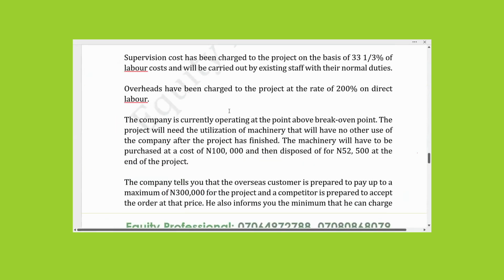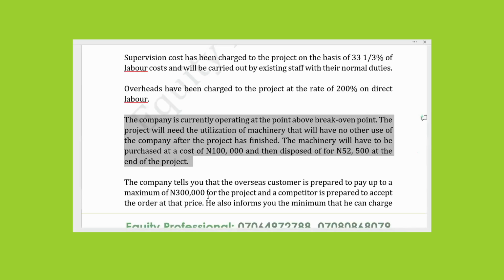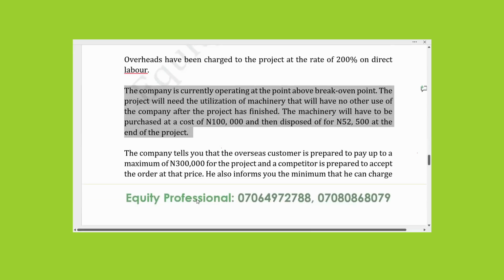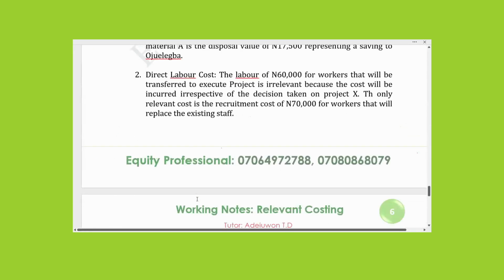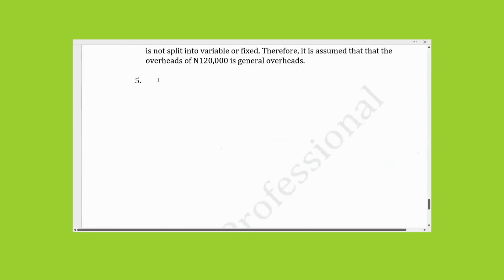The fifth paragraph is this one here. In this paragraph, we are told that the company is currently operating at a point above break-even point. The project will need the utilization of machinery that will have no other use to the company after the project has finished. The machinery will have to be purchased at the cost of 100,000 naira and then disposed of for 52,500 at the end of the project. So how do we treat that information? Machinery. This may be the last one. Machinery.